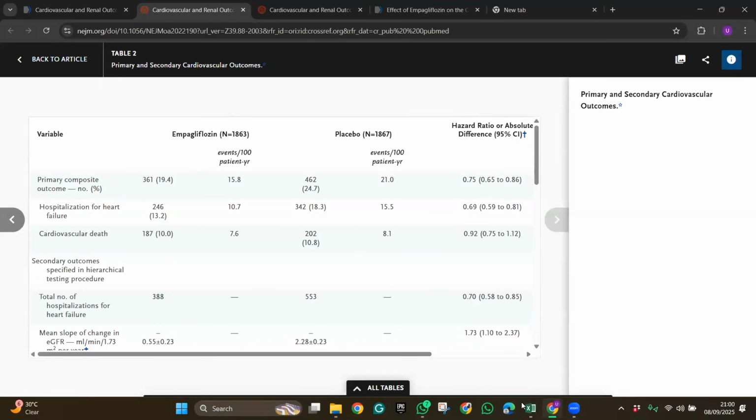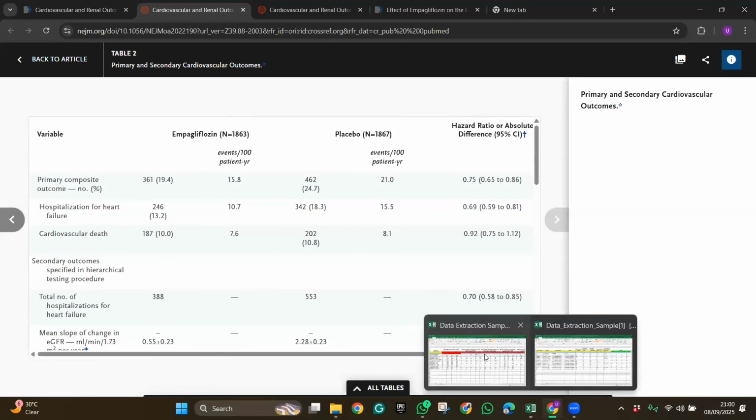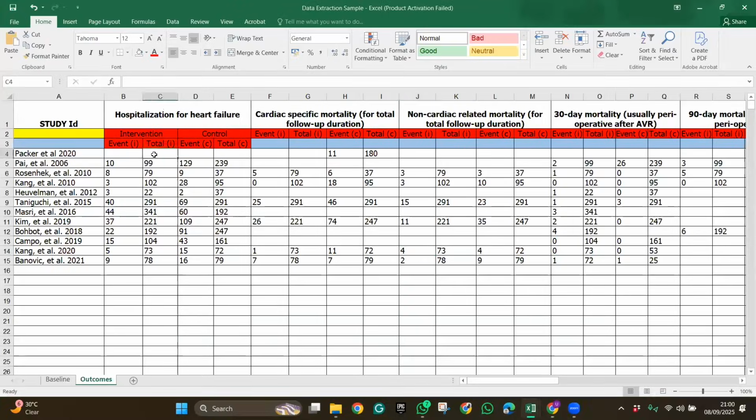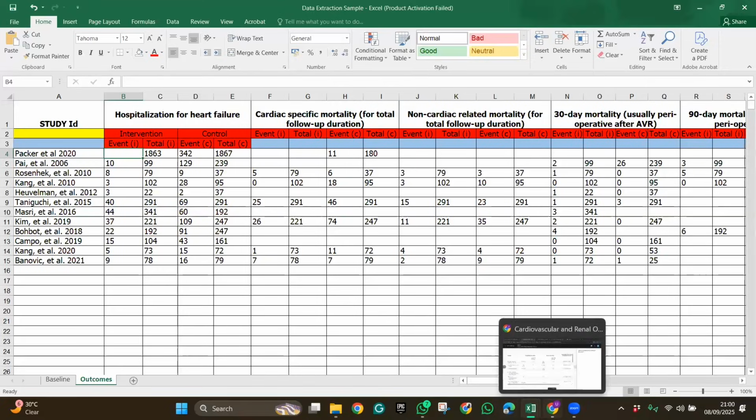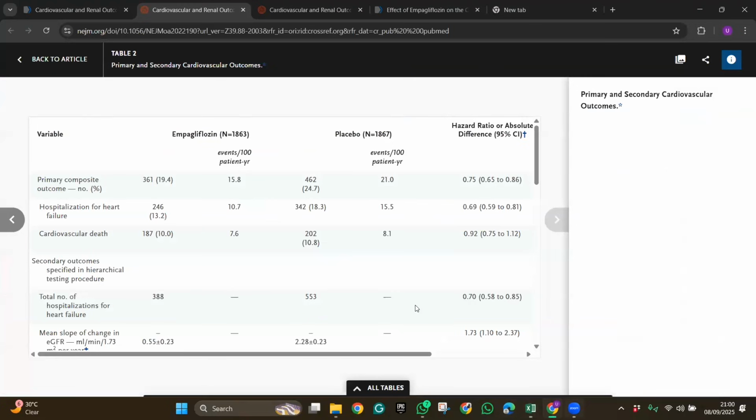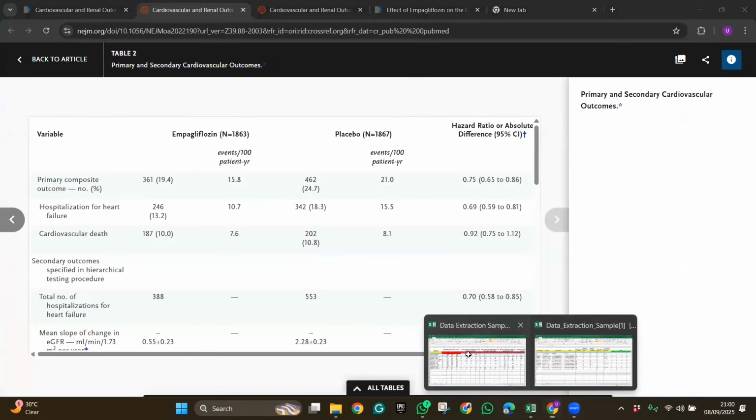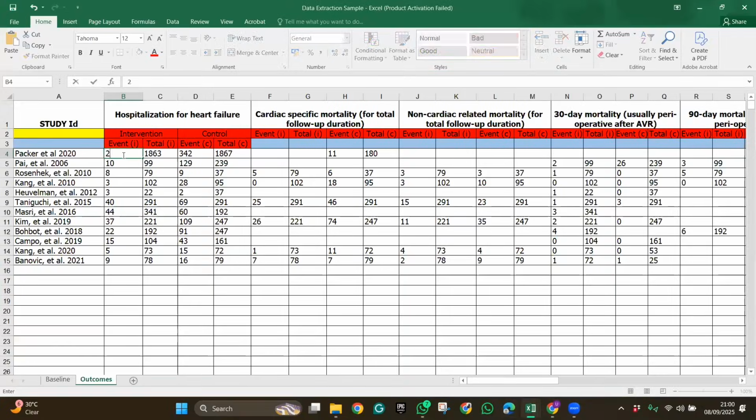So what I'm going to do is that I'm going to write this data in my extraction sheet. Total population was 1863 for the intervention, and for control it was 1867. And then my events for control group was 342, and for intervention it was 246. Yeah, 246 and 342. So this is how you're going to extract your data.